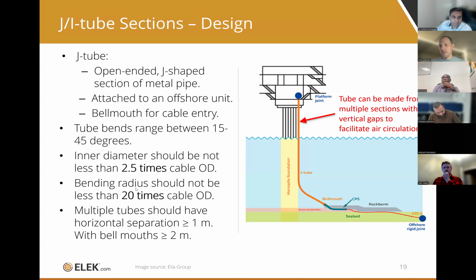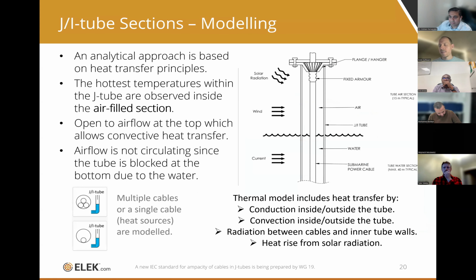Let's talk about the modeling for the current rating calculation of submarine power cables in a J-tube. There's no IEC standard for doing this calculation. We have developed an analytical approach based on heat transfer principles, heat transfer equations. It's the air-filled section above the water level, which is the most onerous because air has a relatively high thermal resistivity, the air gap. So it's really that section.